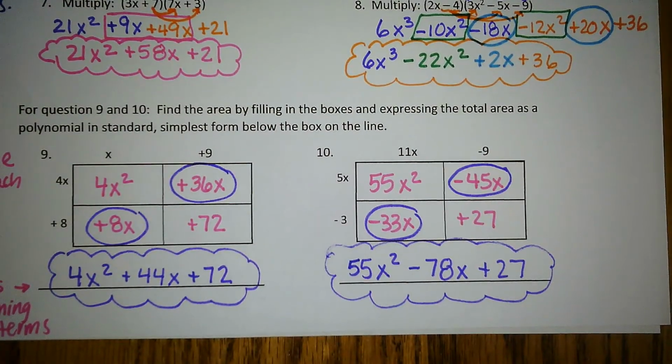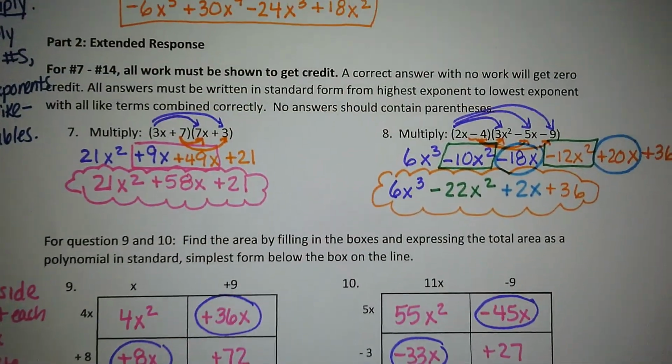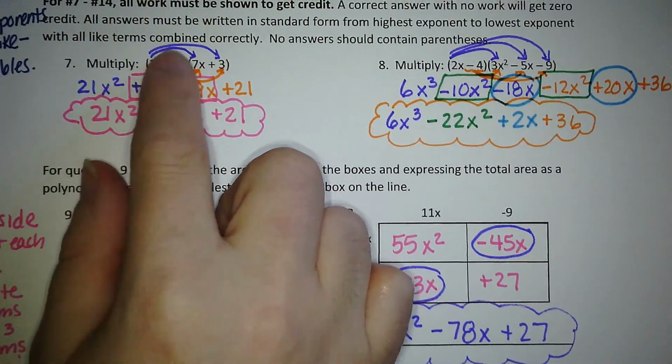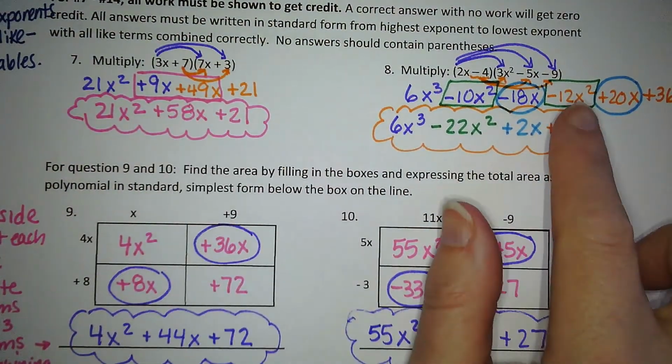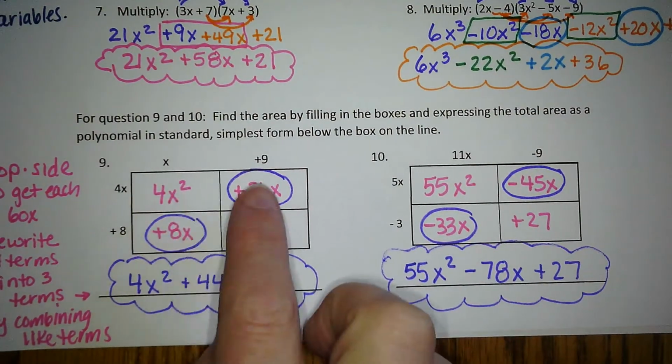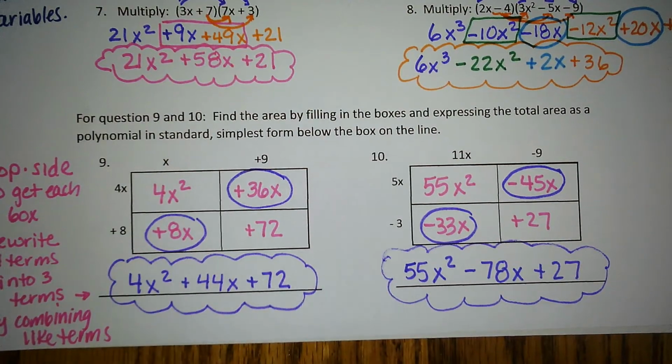So we have just accomplished all of the multiplying for our extended response. The multiplying would be distributive property with multiple distributes and adding like terms, and then our area form or our area models where we're filling in the boxes and combining like terms.